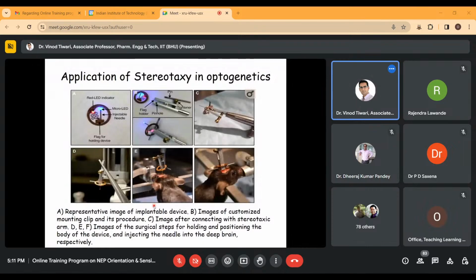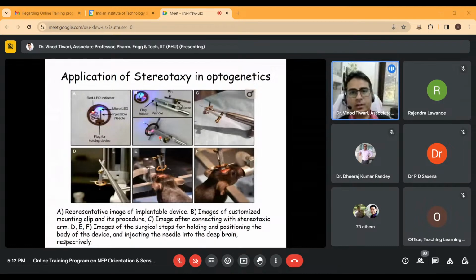Okay. So these are some of the pictures from the surgery which I have done, while performing the surgery. So this is the macro LED electrode, where you can see the light indicator is there. And this is the needle which you can insert. This is looking straight, but this is not straight. You can see it here, right? So this can easily go into the brain in whatever brain region you want to inject it.